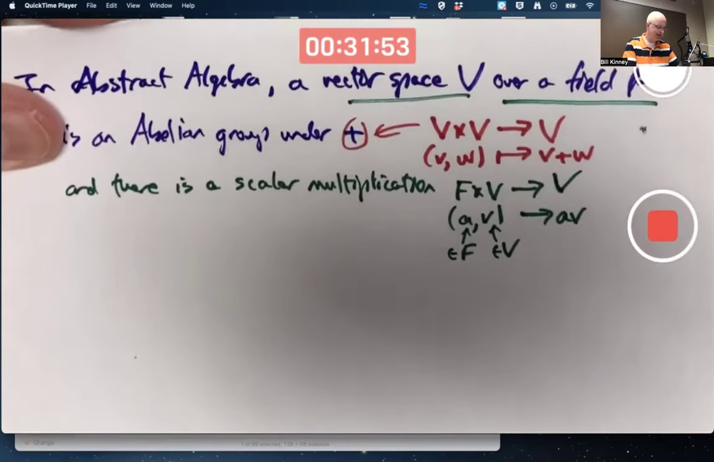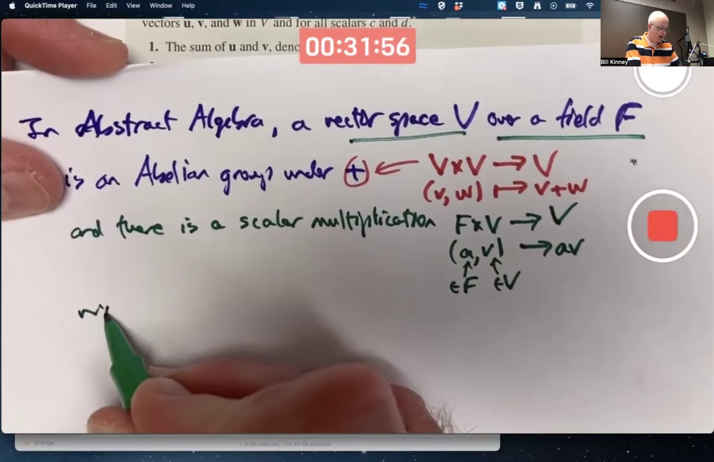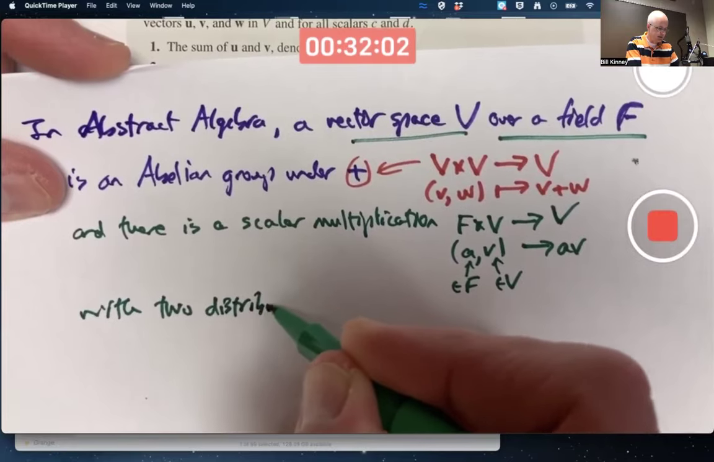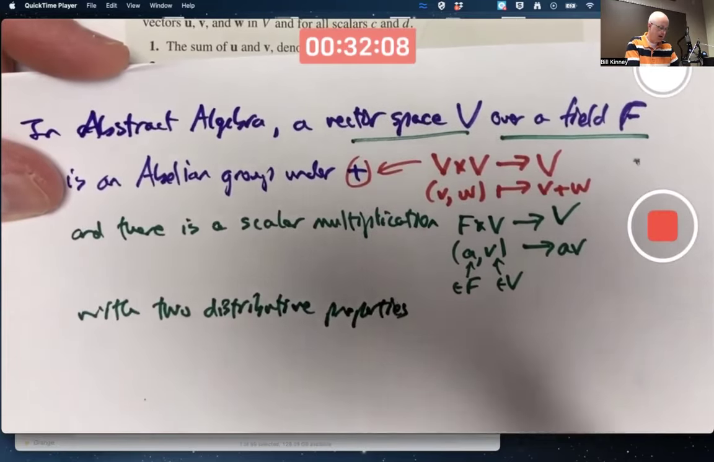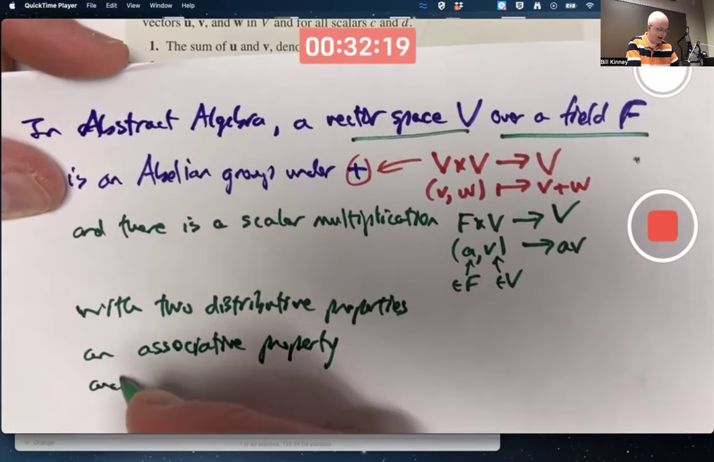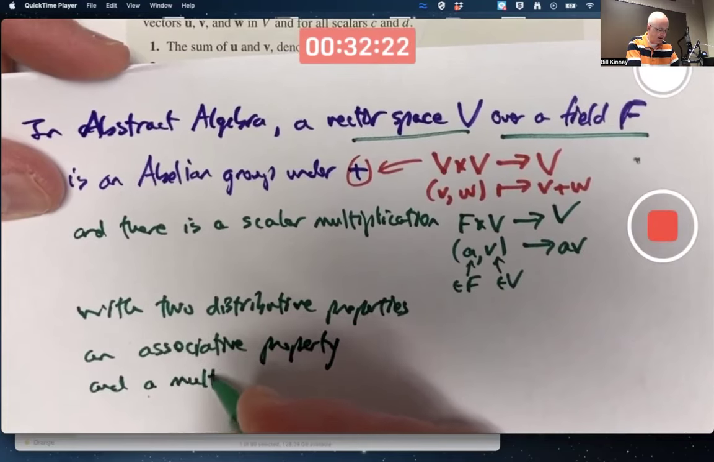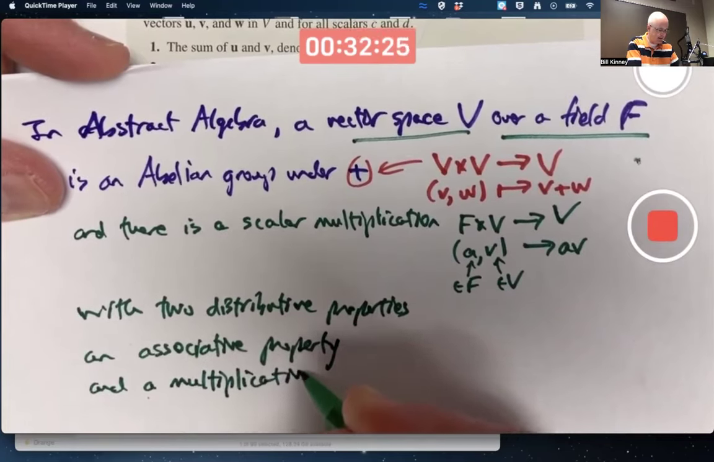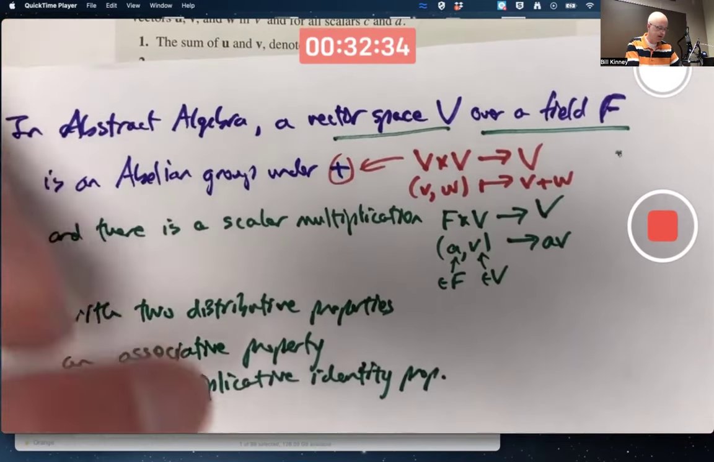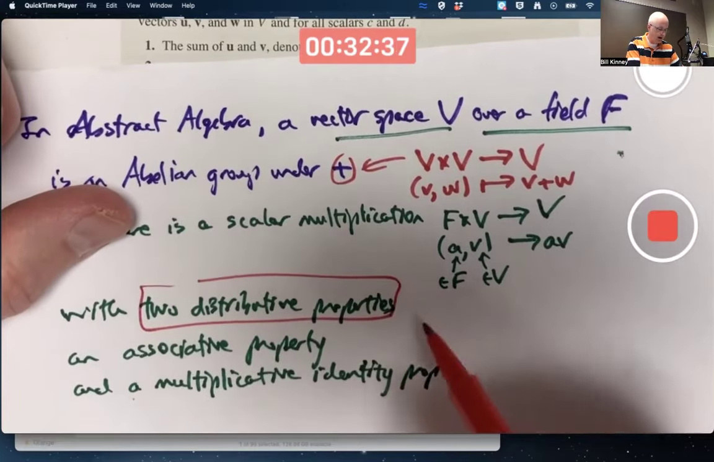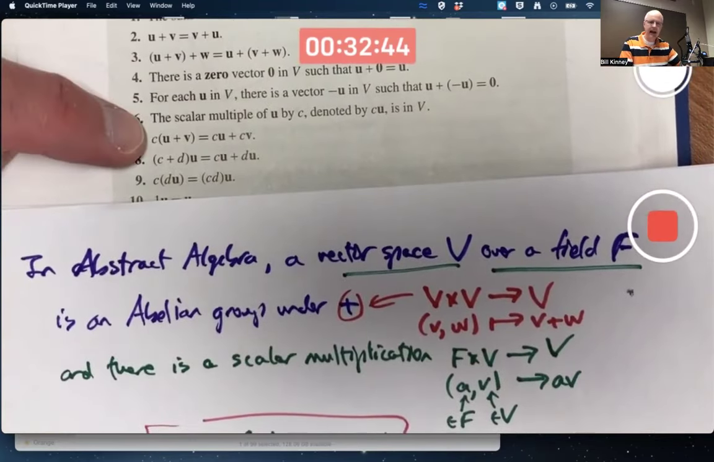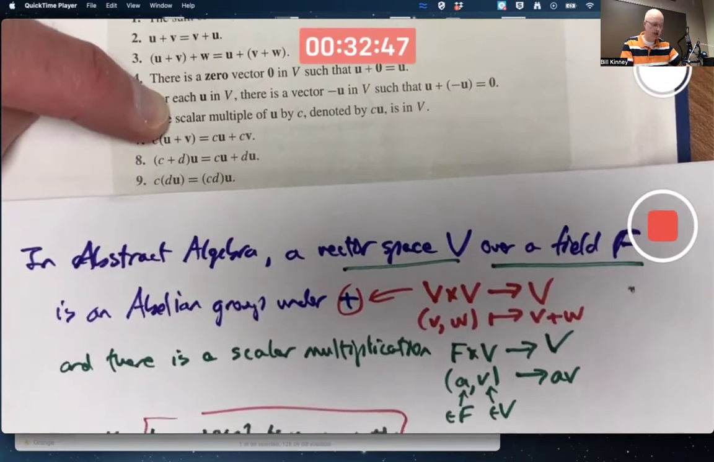So here I could say it's, for short here, with two distributive properties. I'll be more specific about those in a minute. An associative property and a multiplicative identity property. Okay, so I'm using words here and not being precise about what I mean. What are the two distributive properties? The two distributive properties are the fact that, well, let's look at them here. Scalar multiplication distributes over vector addition.